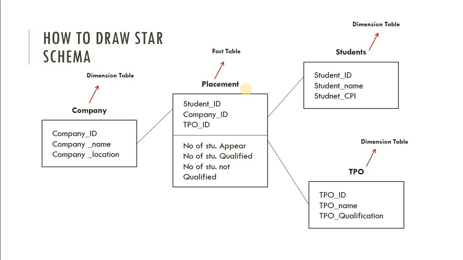So I hope you all understand how to draw the star schema. I again repeat, there is one fact table, multiple dimension tables. Each dimension table has its own attributes. Fact table contains the primary key of the dimension tables and the measures. And at the last step, we connect all the dimension tables to the fact table. So this is the process of drawing the star schema. It's so simple. So I hope you all understand how to draw the star schema.